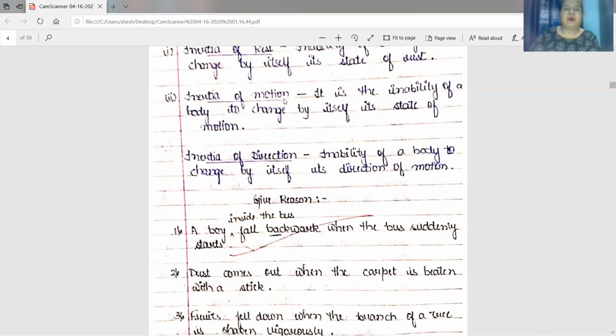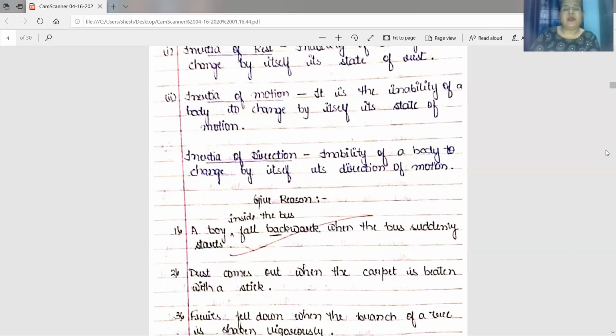Now, examples of inertia of motion. A boy standing in a moving bus will fall forward when the bus suddenly takes a brake. Second one, when a boy jumps out of a moving train, he falls forward. This is due to inertia of motion.